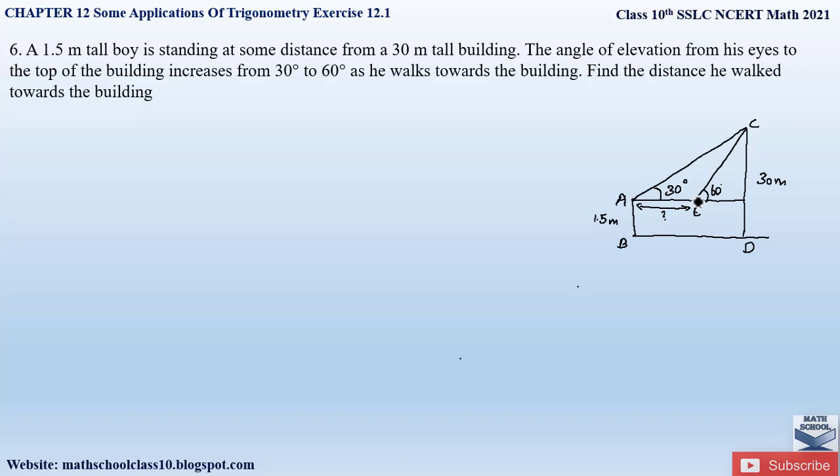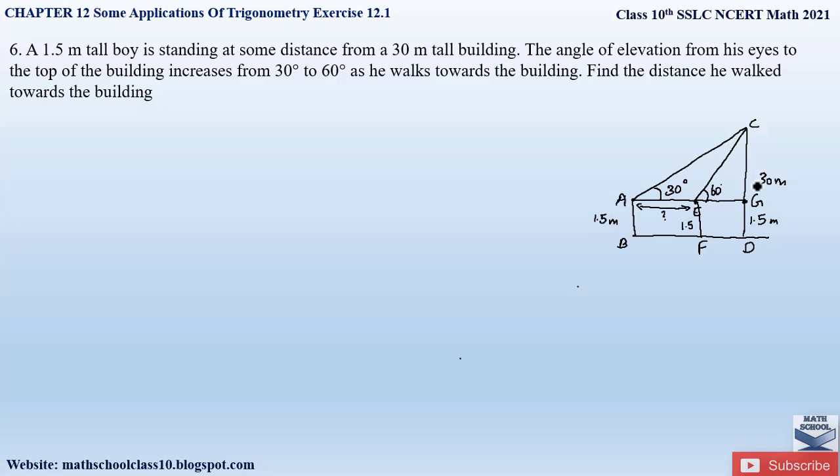Also, let us draw the height of the boy here at the point A, and let us name it as F. So if this is 1.5, even this will be 1.5. Now since EF, and let us take this point as G. Since AB is parallel to EF and EF is parallel to GD, even this distance will be 1.5. The total distance of the building is 30 meter, but the distance from G to D is 1.5 meter.